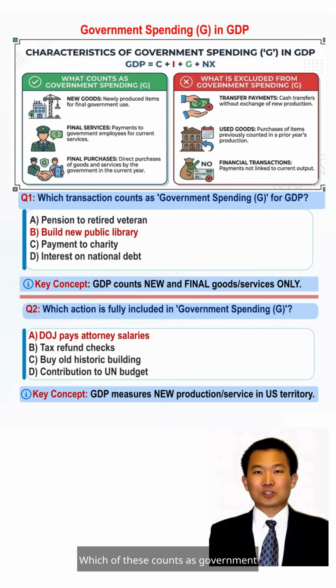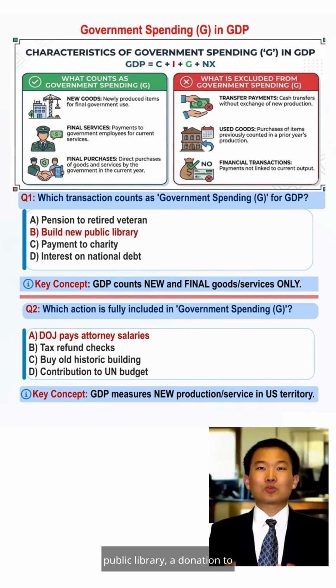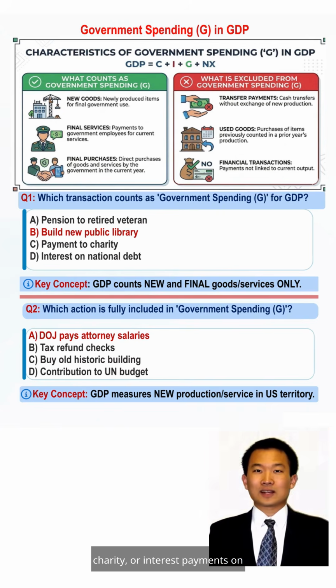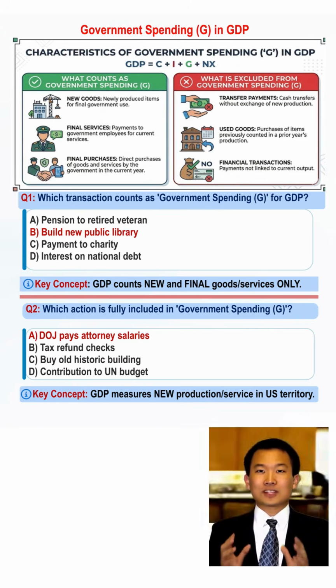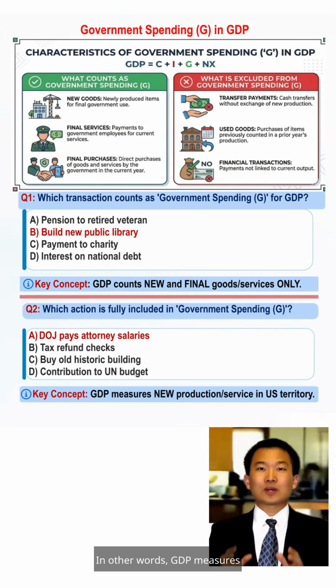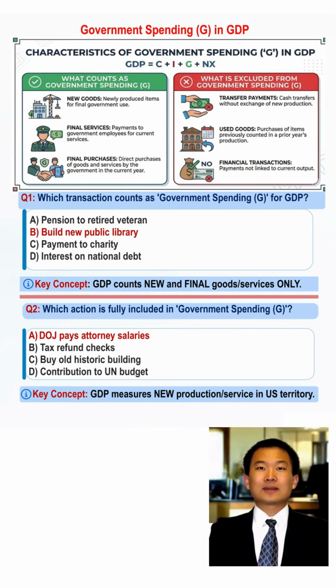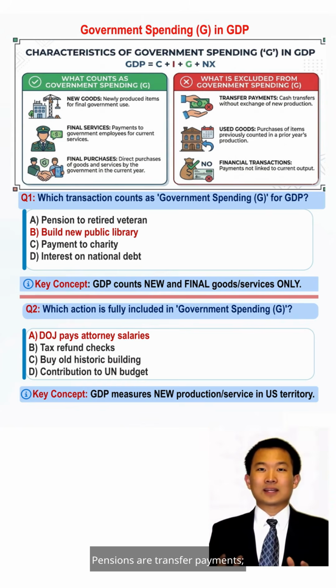Which of these counts as government spending in GDP? A veteran's pension, building a new public library, a donation to charity, or interest payments on national debt? Before choosing, remember this core principle. GDP only counts final goods and services newly produced within the country during the current period. In other words, GDP measures production itself, not just the flow of money. Now, let's use that logic to decide.